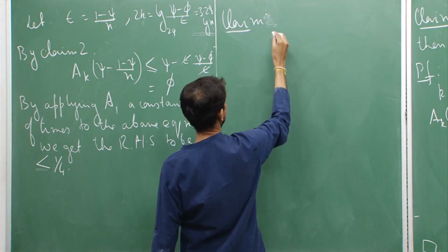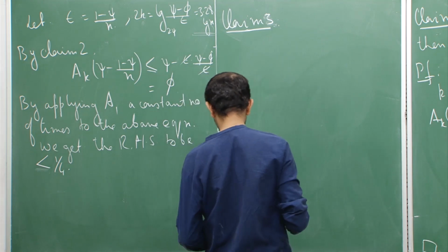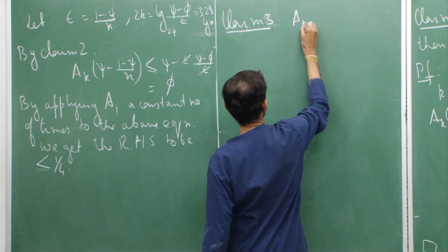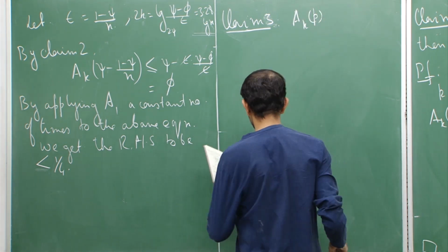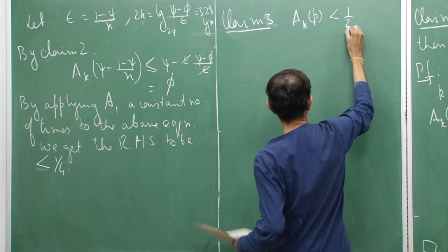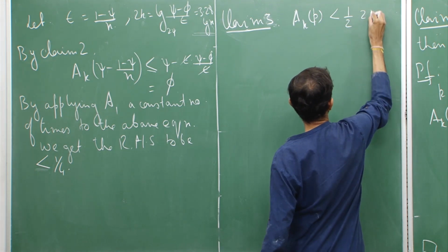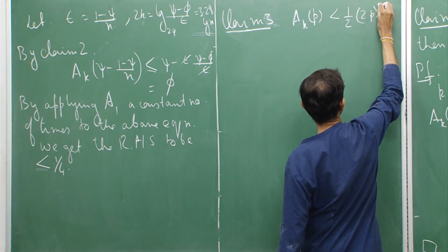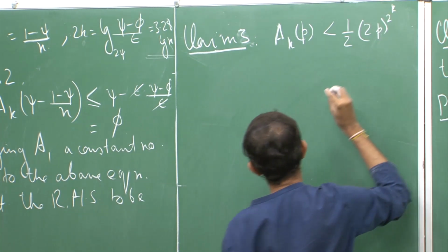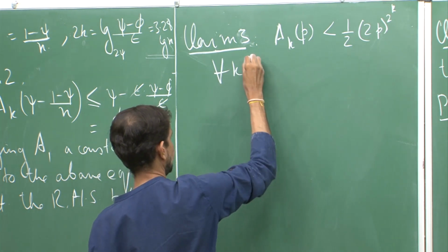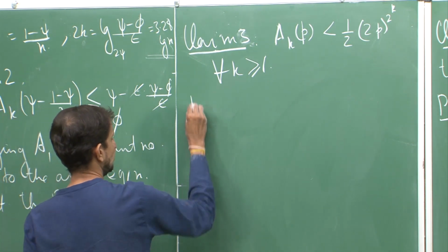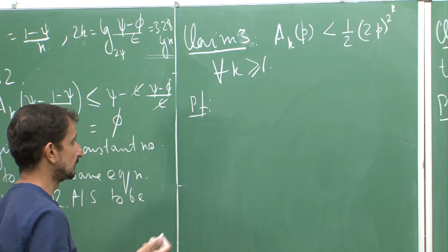I have already written 2, so 3, claim 3: A_k(p) is less than half of (2p) raised to the power 2 raised to the power k, for all k greater than or equal to 1. Okay. So, this proof is also quite simple, just by substitution.